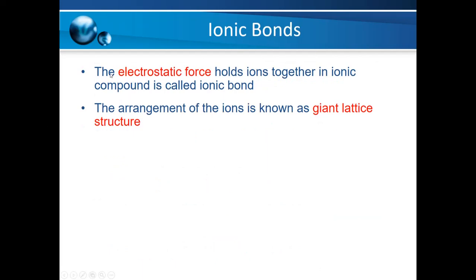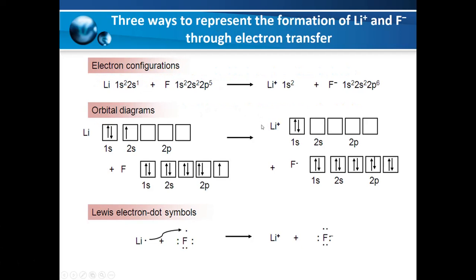For ionic bonding, the electrostatic force that holds ions together in an ionic compound is called an ionic bond. The arrangement of these ions is known as the ion lattice structure. There are three ways to represent the formation of lithium ion and fluorine ion through electron transfer.